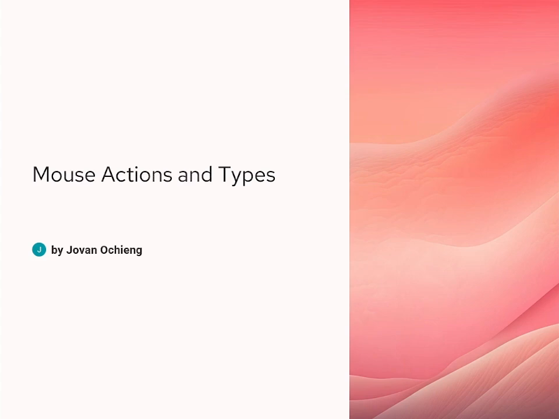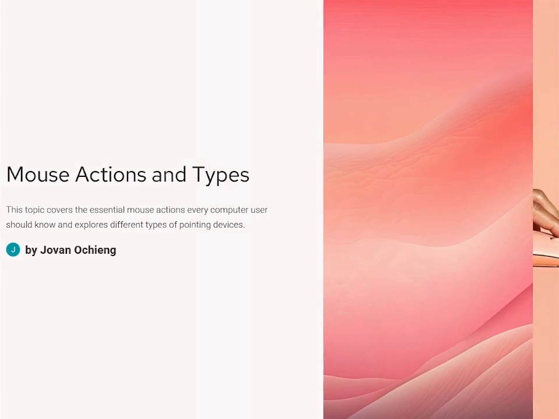Now, today's topic is mouse actions and types. We are going to talk about the actions that we perform when operating a mouse, and then the types of mouse, or the types of pointing devices, that help us to input data in a computer system. This topic will cover the essential mouse actions for every computer user, and you should be able to know and explore different types of pointing devices.